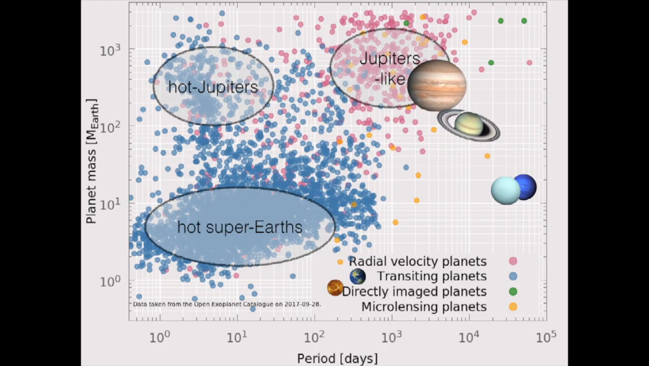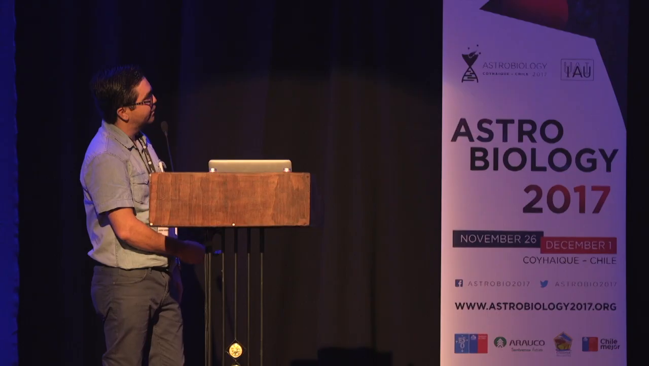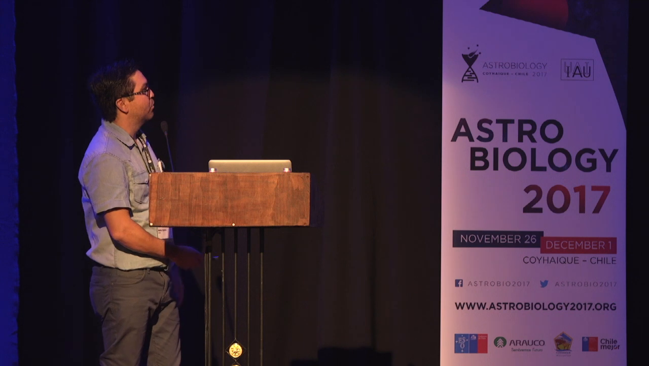So you call these planets hot super Earths, these ones hot Jupiters, and these guys over here Jupiter-like planets. And so this is the solar system. The solar system is quite nice. You have 4 terrestrial planets, 4 giant planets. The innermost ones are mostly silicate bodies, and the outermost ones have water and volatiles. So how do we understand the solar system in the context of exoplanets?